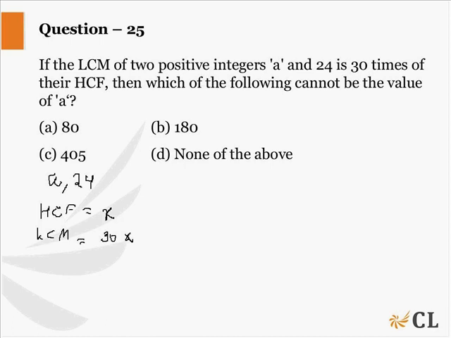Okay, now we know the property that first number into second number will be equal to the product of their HCF and LCM. So we can simply say that A into 24 will be equal to 30 into X square, HCF into LCM. Right. This gives you 4 by 5 of A will be equal to X square. Are we clear with this part?